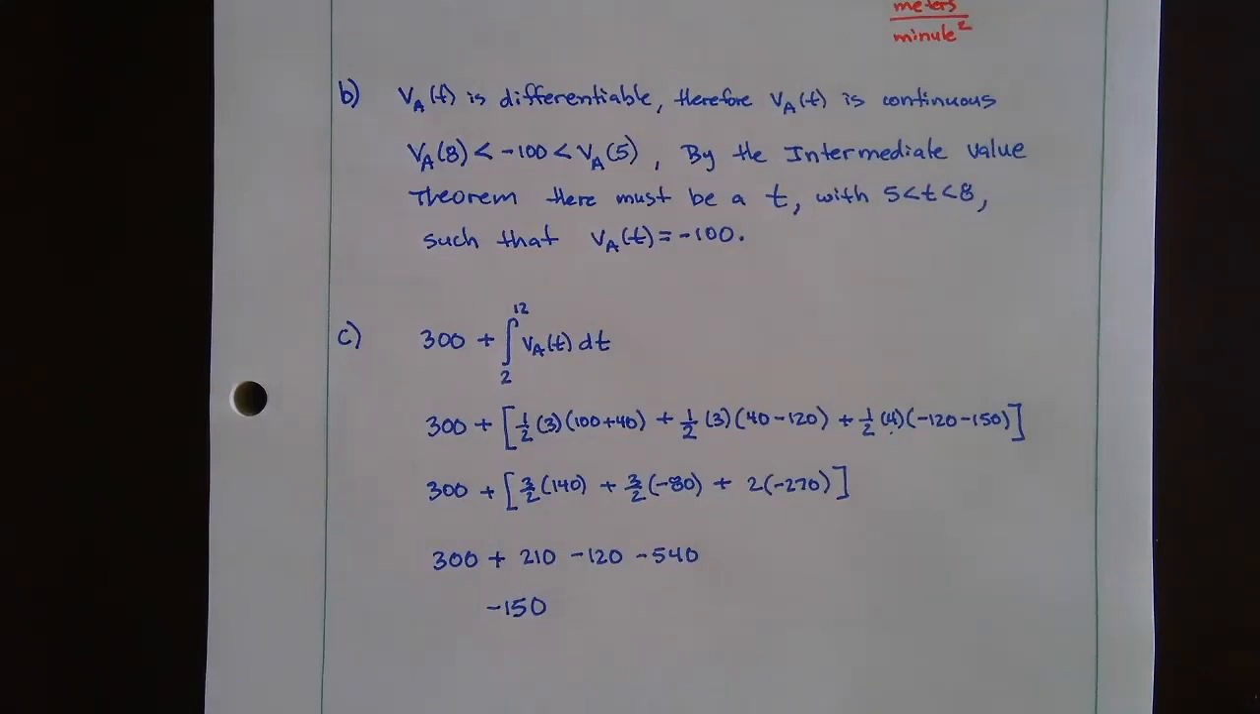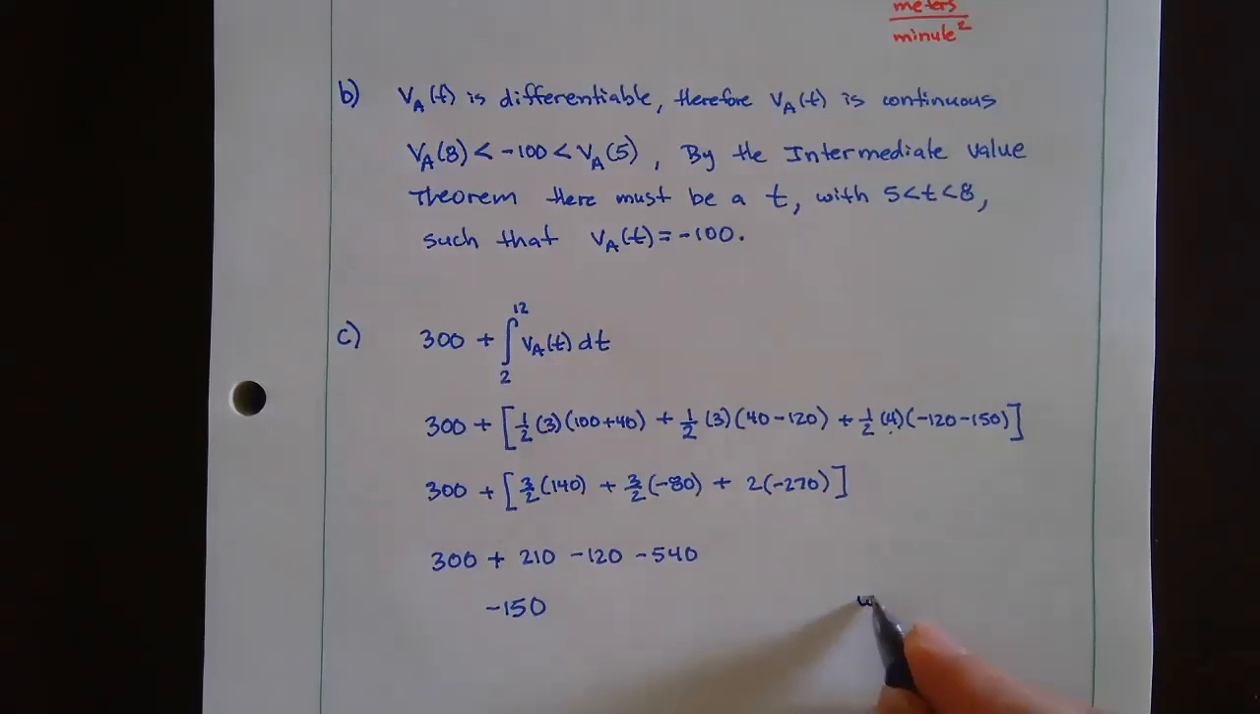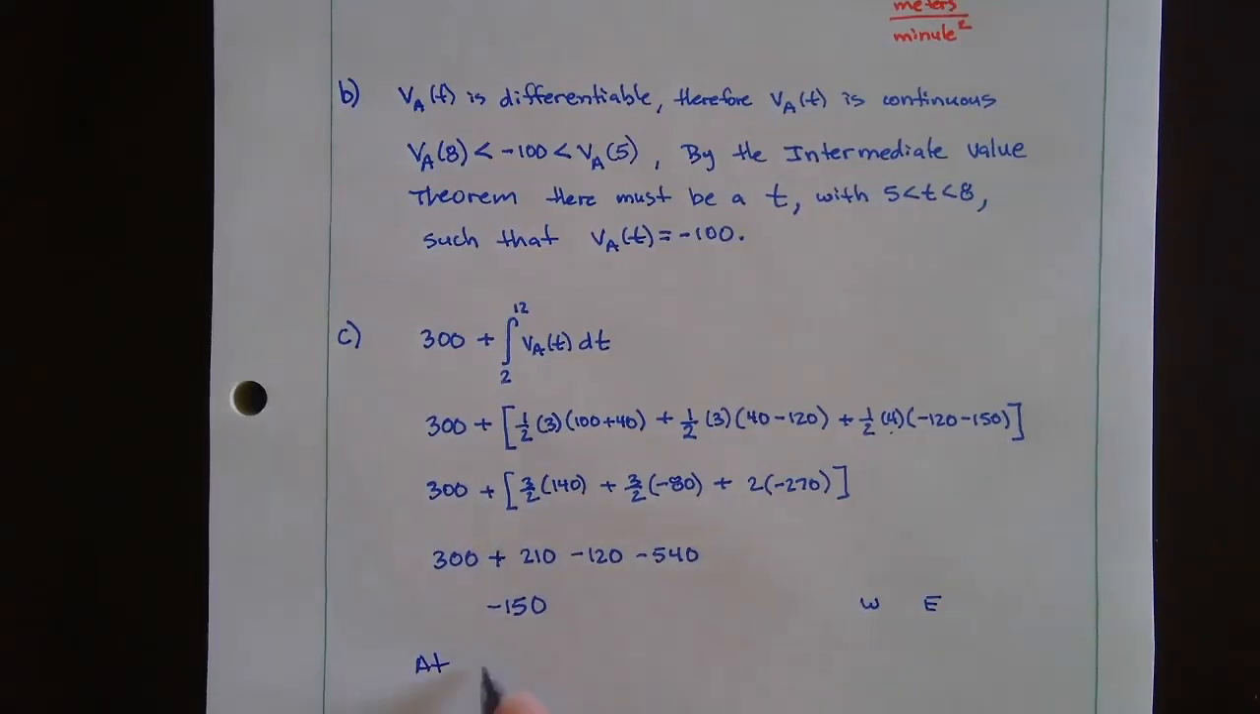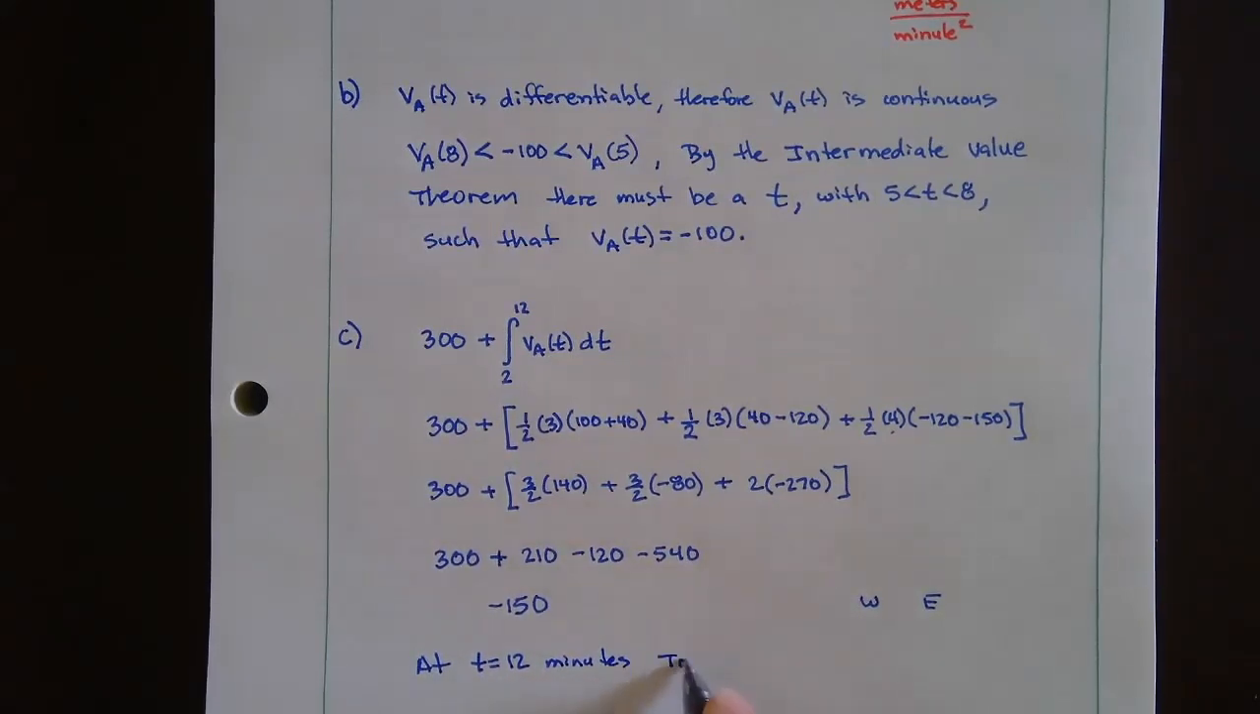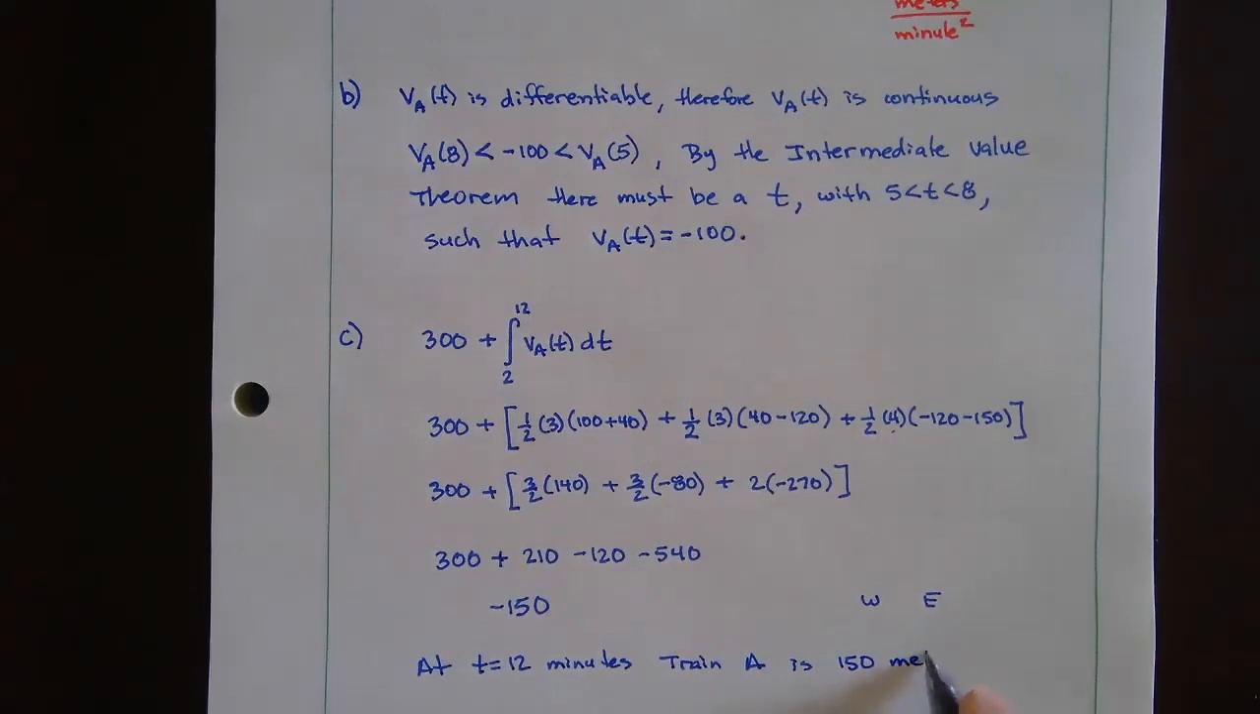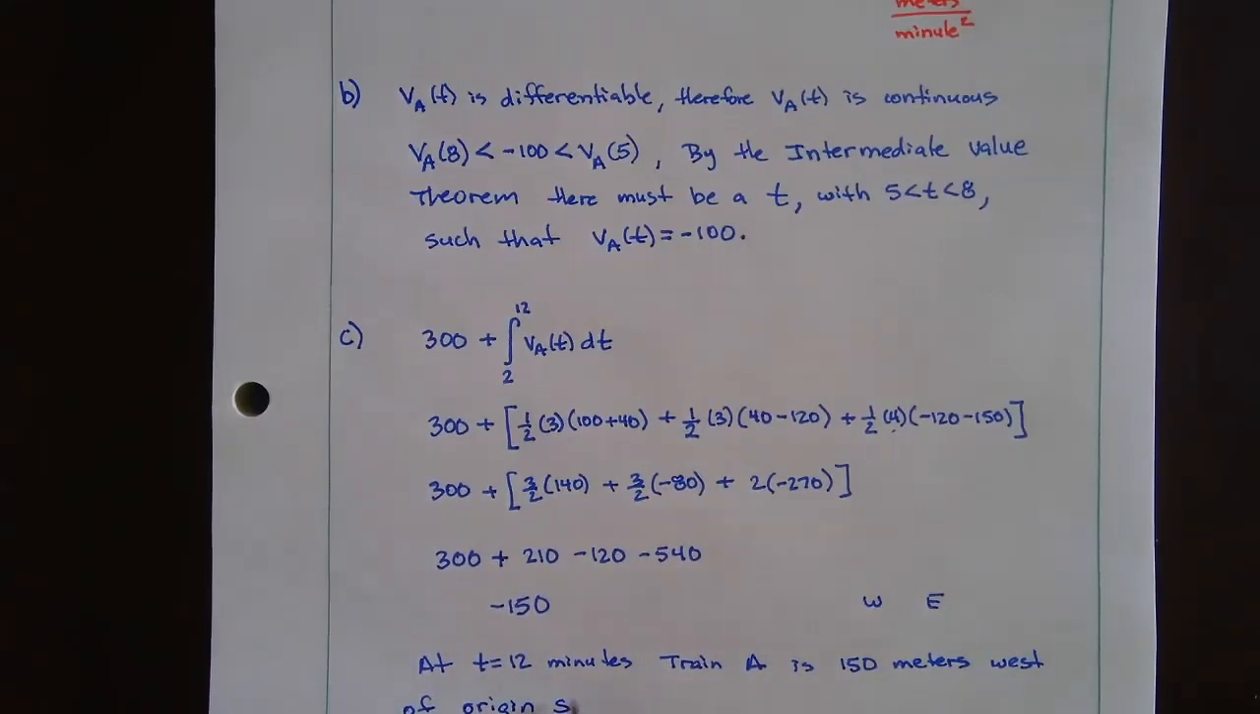You guys, I might have said that wrong. Okay, so it goes west and east, right? So this negative would be on the west side, right? So let's finish this off. At t equals 12 minutes, train A is 150 meters west of origin station.